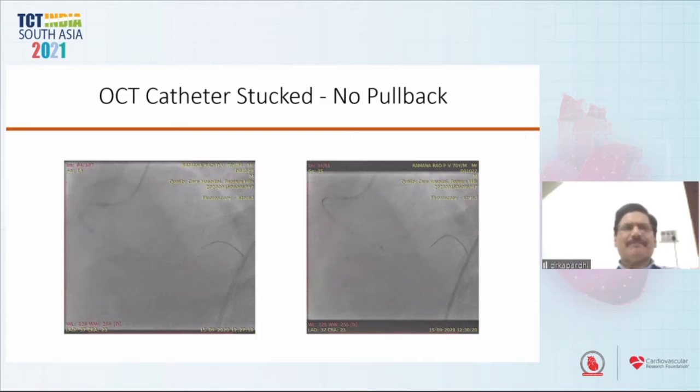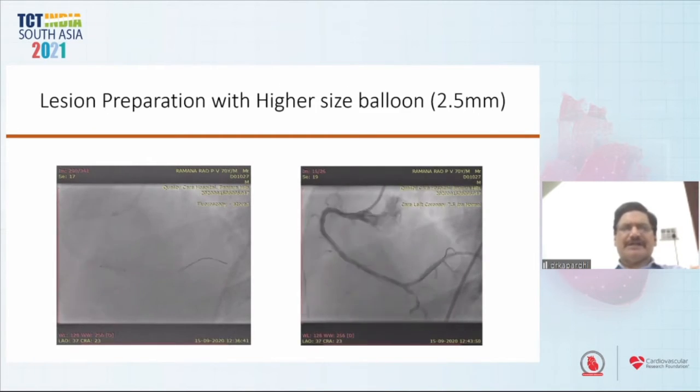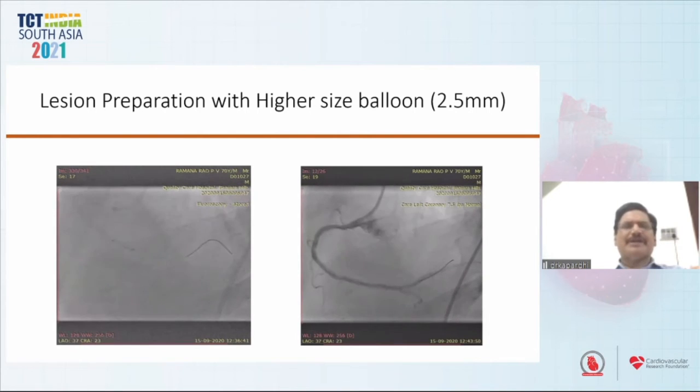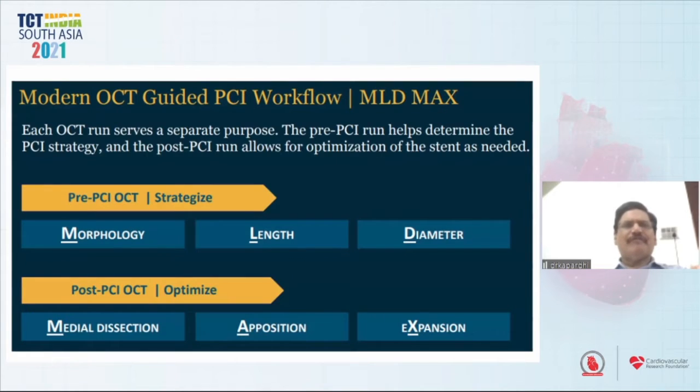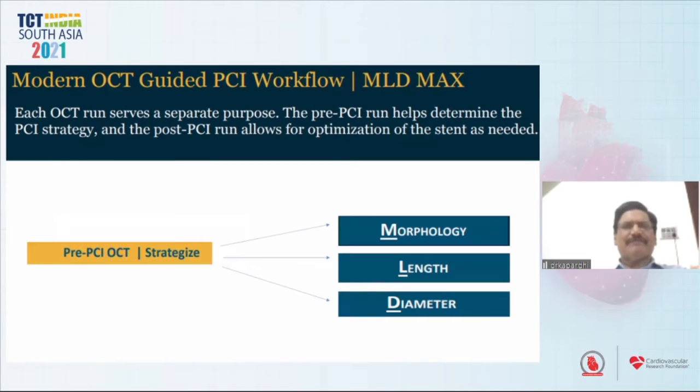Subsequently we passed the OCT catheter successfully, but when we were taking the run, the lens was stuck in the hazy zone, so we abandoned that one. We took a higher size balloon, 2.5 into 10 mm, and systematically dilated the lesion. After adequate dilatation with the 2.5 balloon, we did the OCT and followed the modern OCT-guided PCI workflow, that is MLD marks, and as per protocol pre-PCI morphology, length and diameter.